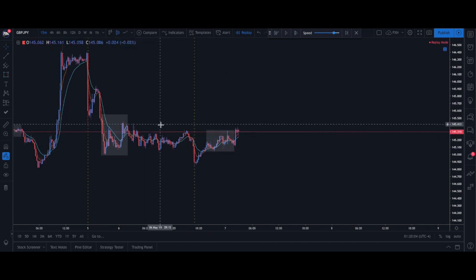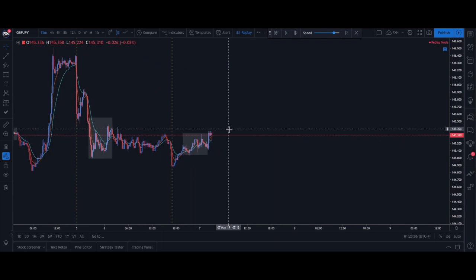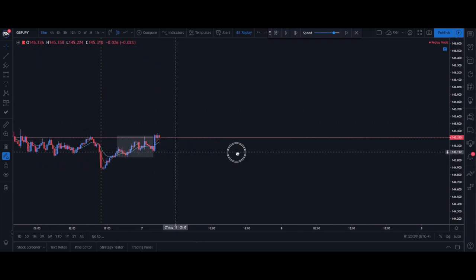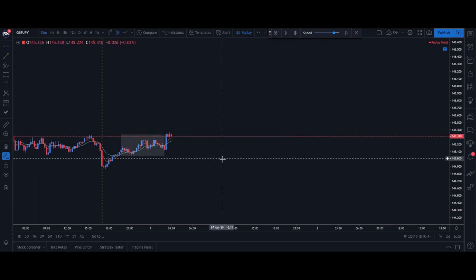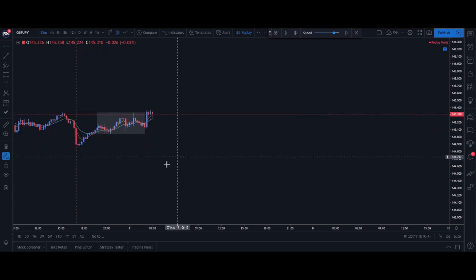All right, so let's notice here on this Asian session, we're at level 1, so we're looking for sells, right? We don't want to count a trend on level 1. We're not looking for buys, we're looking for sells. So what do we have here?